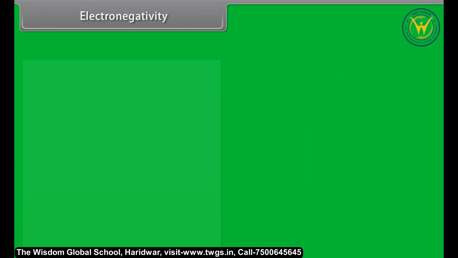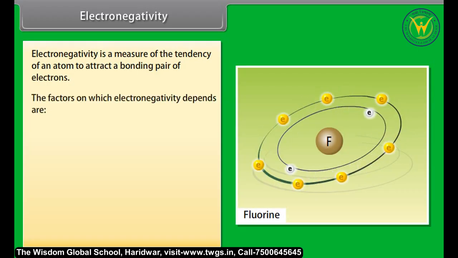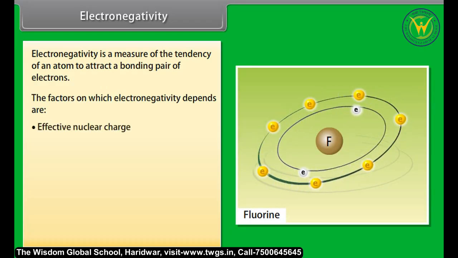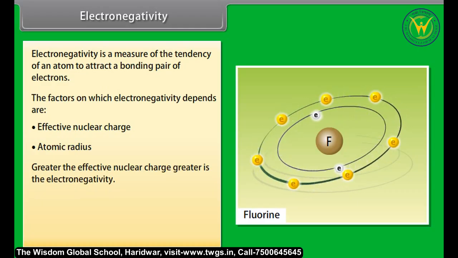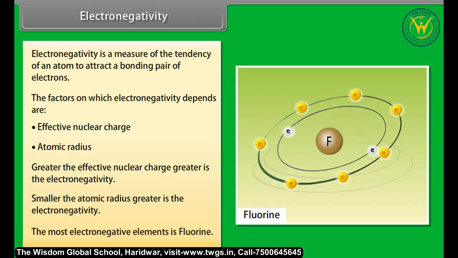Electronegativity. Electronegativity is a measure of the tendency of an atom to attract a bonding pair of electrons. The factors on which electronegativity depends are effective nuclear charge and atomic radius. Greater the effective nuclear charge, greater is the electronegativity. Smaller the atomic radius, greater is the electronegativity. The most electronegative element is fluorine.